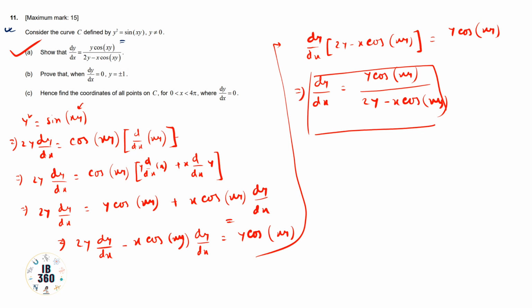Now we have to prove that when dy/dx equals to 0, y is equals to plus minus 1. Okay, so it is given that dy/dx equals to 0.